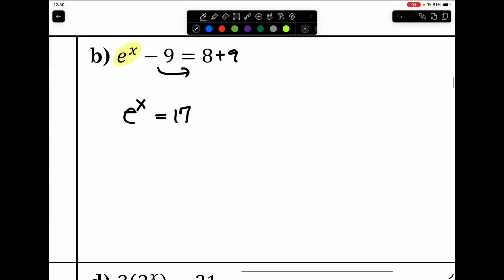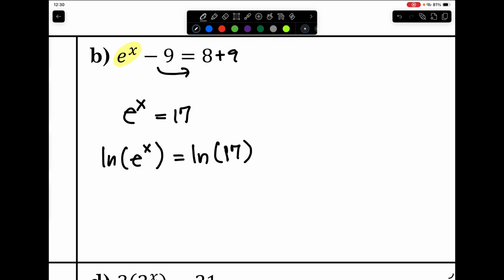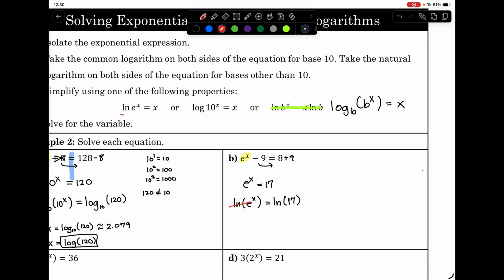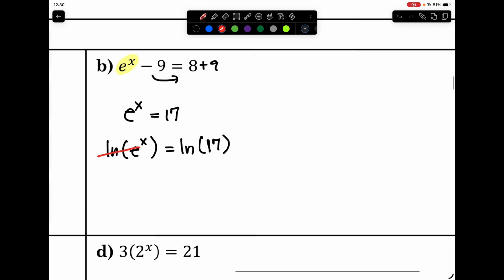So to use a log here, because this is a power of base e, we're going to use the log of base e, which is the natural log. So if I take the natural log of the left side, and the natural log of the right side, this again is going to cancel out, as stated right here in the example in our notes. Again, that property from the previous lesson.